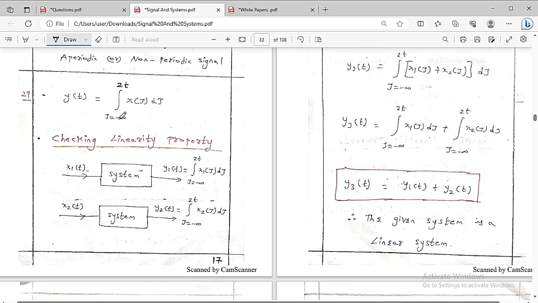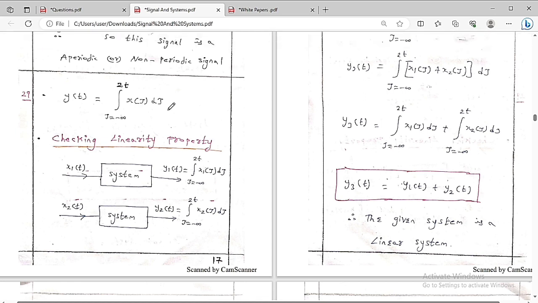So you can see the input output relation of a certain system: y of t is equal to integration from tau equal to minus infinity to 2t of x of tau d tau. So now we have to check all the properties like linearity, time invariance, causality, and stability. All these 4 properties we are going to check in a very detailed manner. The first thing is I am going to check the linearity property for the system. If the input is x1 of t, then the output y1 of t is equal to integration from minus infinity to 2t of x1 of tau d tau.